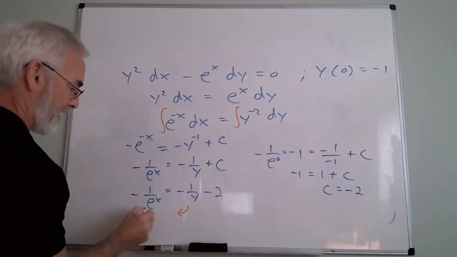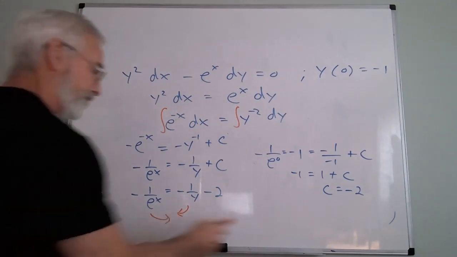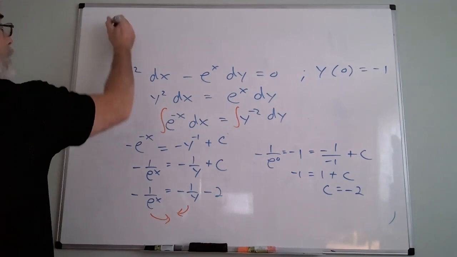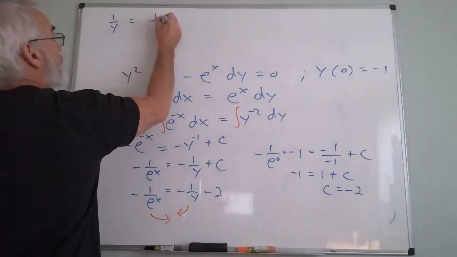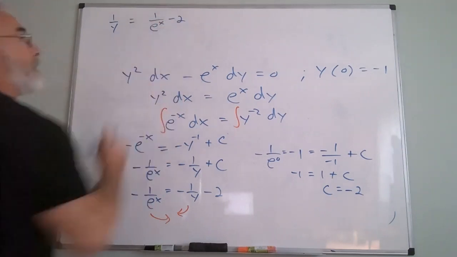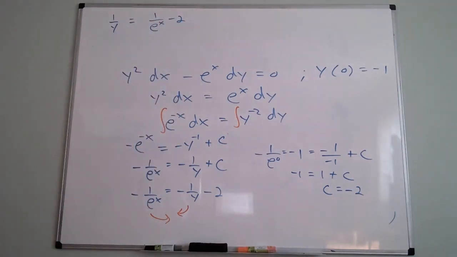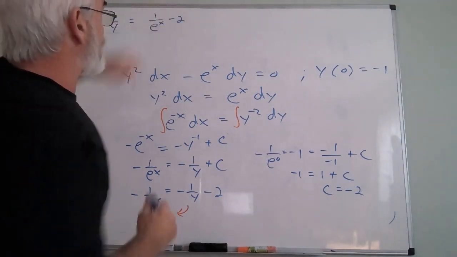Throw this on this side, throw that on the other side. Then I'd have 1 over y equals 1 over e to the x minus 2. I would like to take the reciprocal of both sides, then I can say y equals. But in order to do so, I need this to be one quotient.